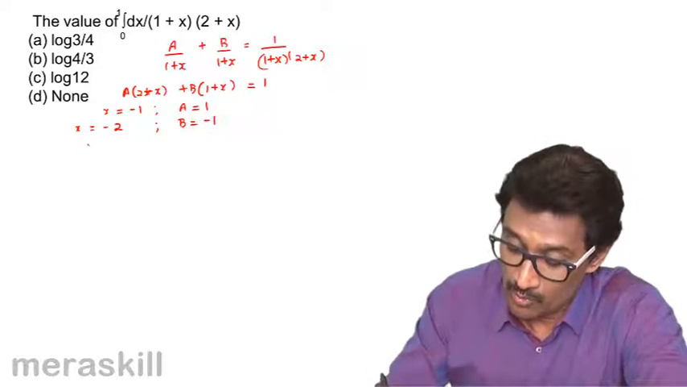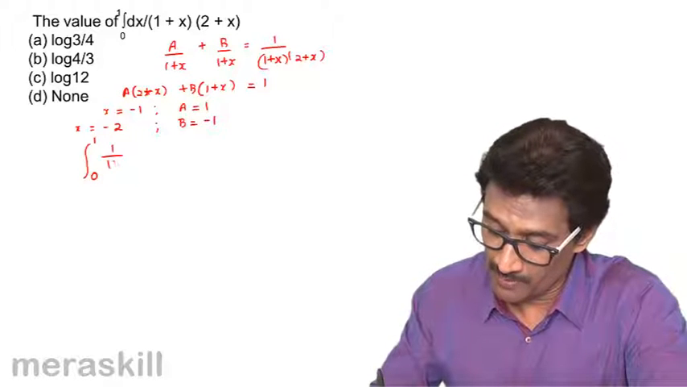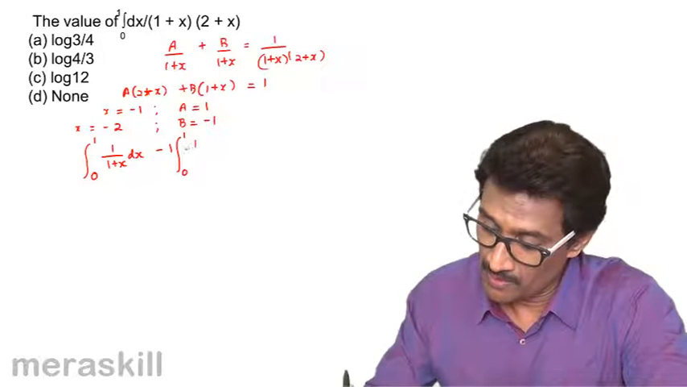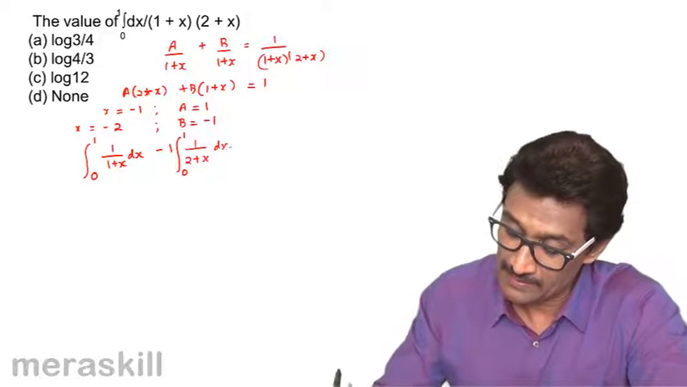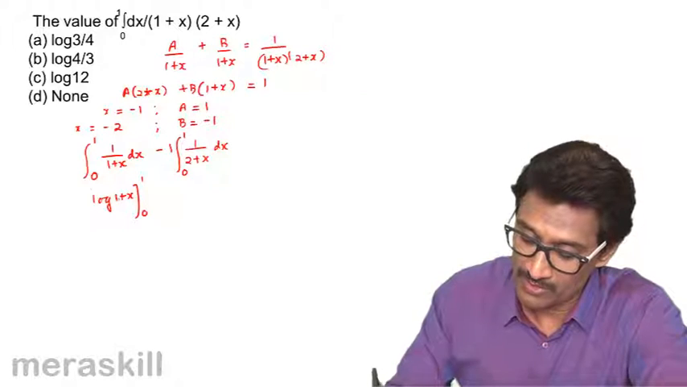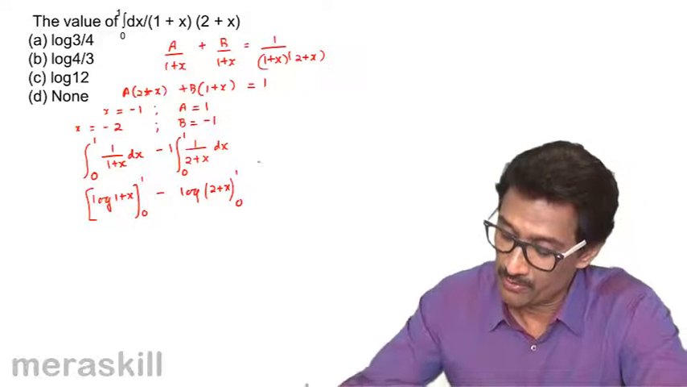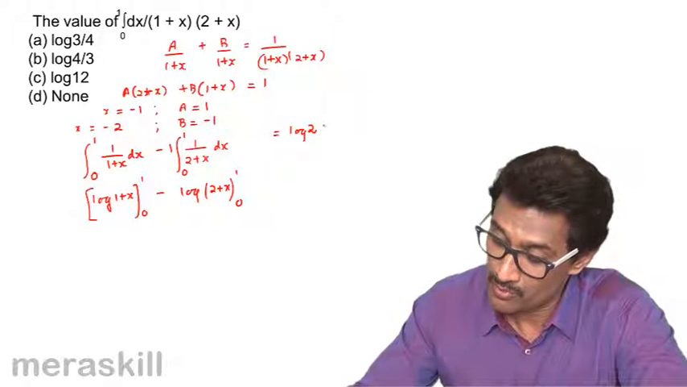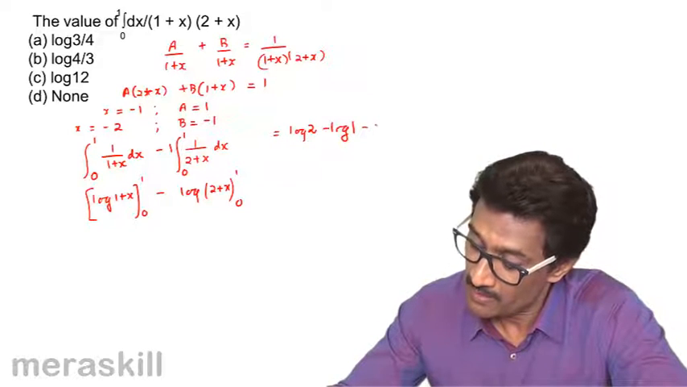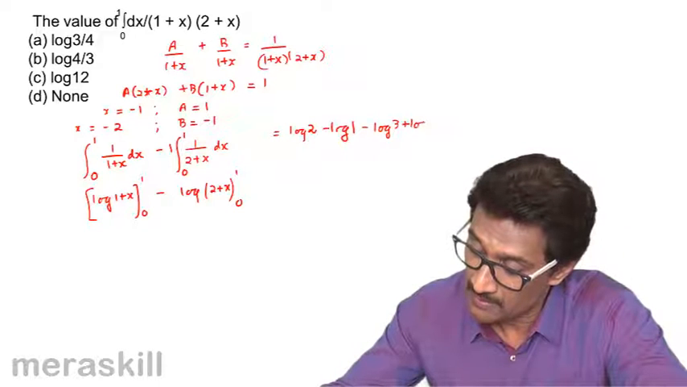So ultimately this whole thing will be the integral of a, which is 1 upon 1 plus x dx, minus 1 upon 2 plus x dx, which is going to be log 1 plus x from 0 to 1 minus log 2 plus x from 0 to 1, which is going to be log 1 plus 1, 2, minus log 1, which is in any case 0, minus log 2 plus 1, 3, minus of log 2, that is plus log 2.